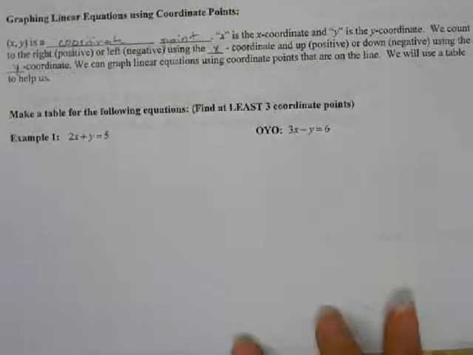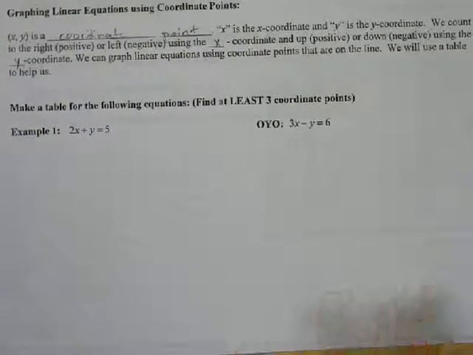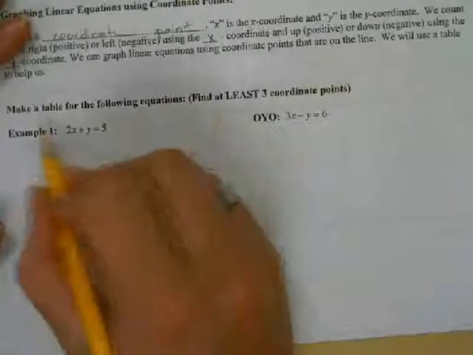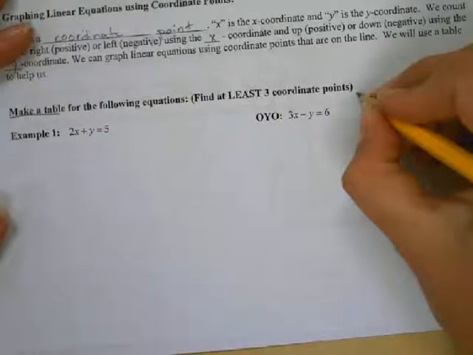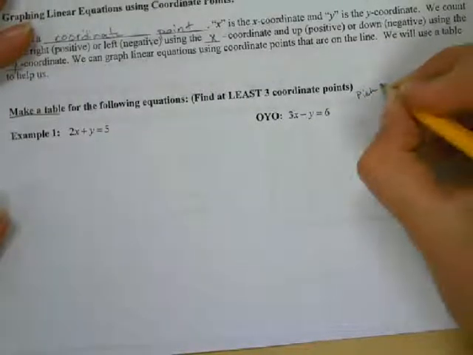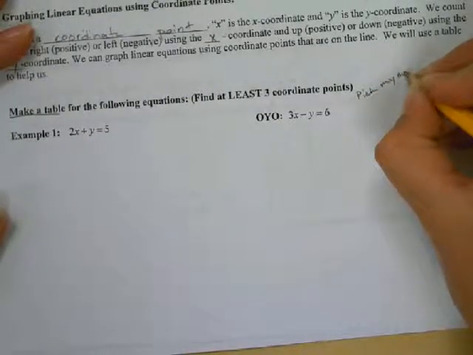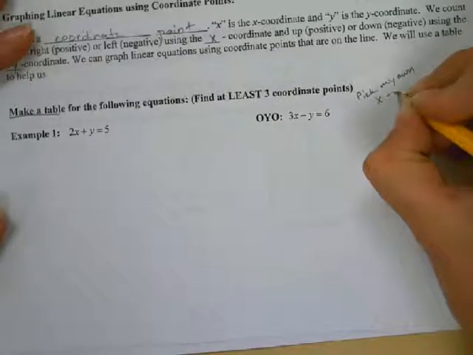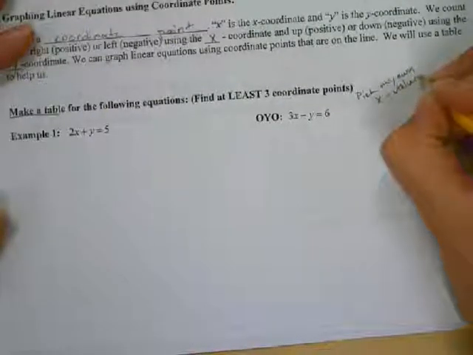So, make a table for the following equation. Find at least 3 coordinate points. Okay, so we're going to create a table. Since they want me to make a table and they don't give me any values to work with, I am going to pick my own x values.